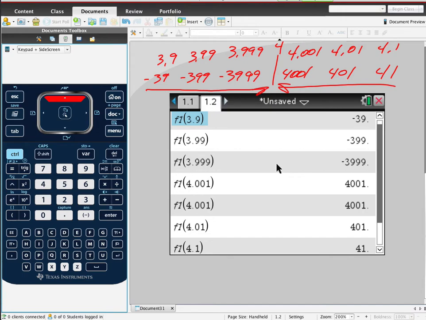And what is the dead giveaway that there is not a limit? My y values are too far apart. That tells me there is not a limit. So then I need to decide, are we going to the same place? No, because the left side's going negative, and the right side's going positive. They're going two different places, so all I can say is does not exist.